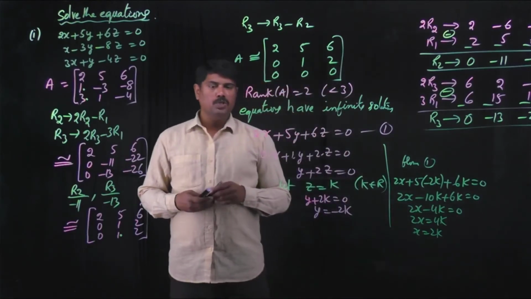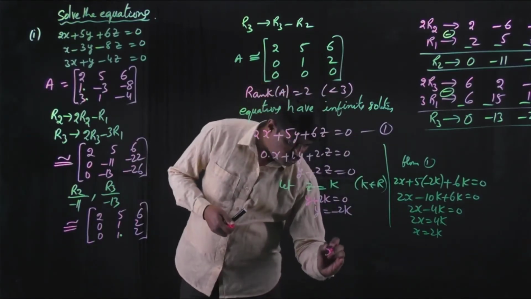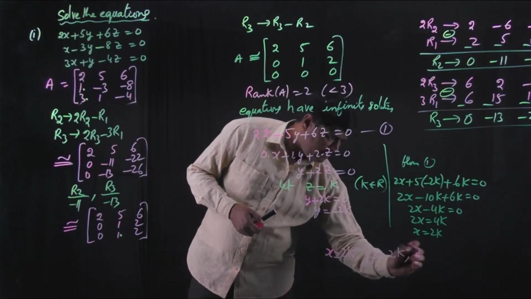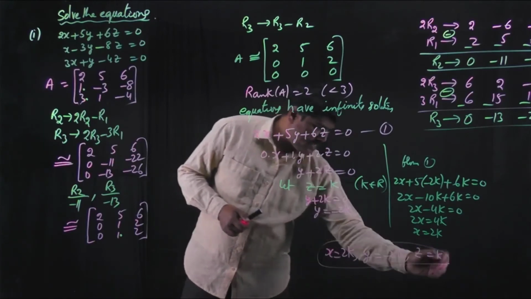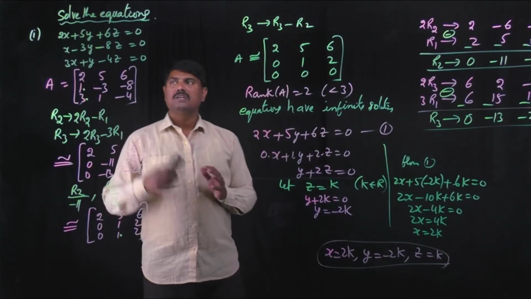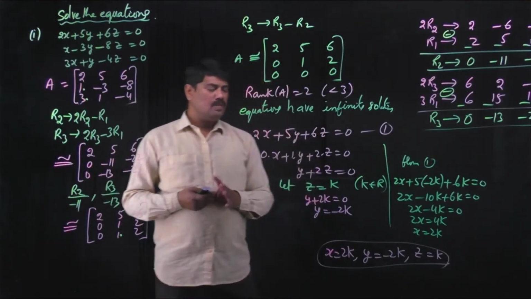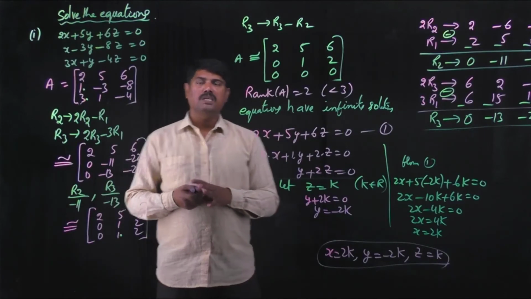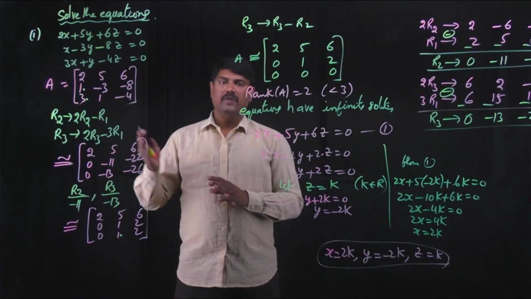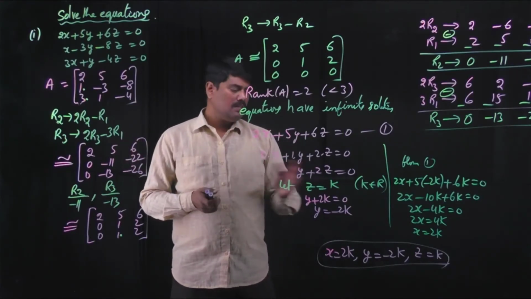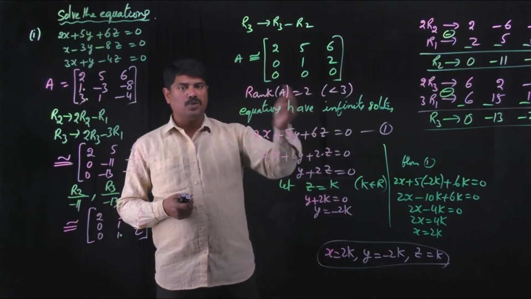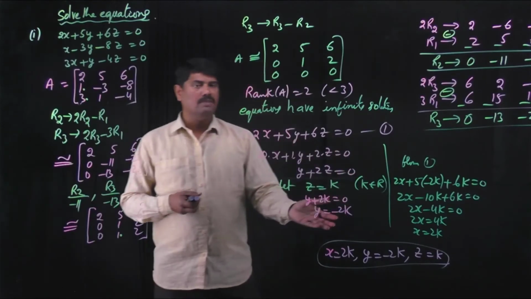So the final solution we obtained is x value 2k, y value minus 2k, and z value k. By considering any real number for k, you have an infinite number of solutions which satisfy the given equation. So this is how we can solve the given homogeneous equations by finding the rank of the coefficient matrix and giving the solutions. By observing the rank, you can decide whether it has a trivial solution or a non-trivial solution. Here you have a non-trivial solution.